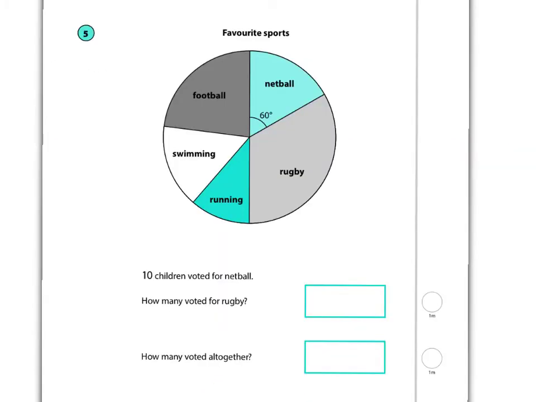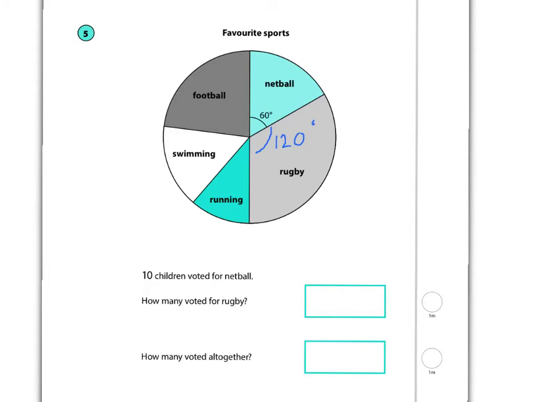The pie chart shows the favourite sports of children. Underneath the pie chart it says 10 children voted for netball. And the question is, how many people voted for rugby? One thing that jumped out at me is I noticed that the angle for netball and rugby together made 180 degrees, or half of the pie chart. So what I noticed is that the angle for rugby needed to be 120 degrees for the two of them to add up to 180.